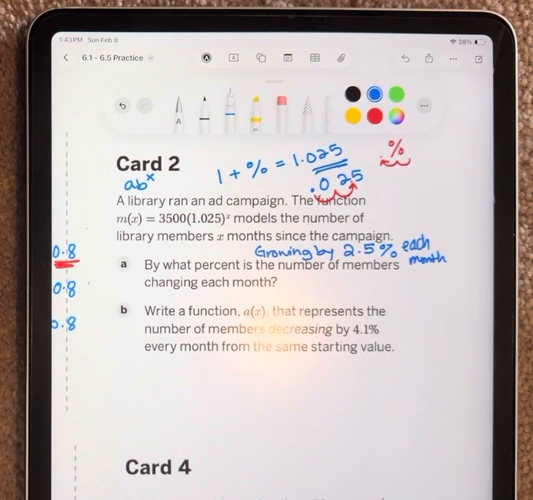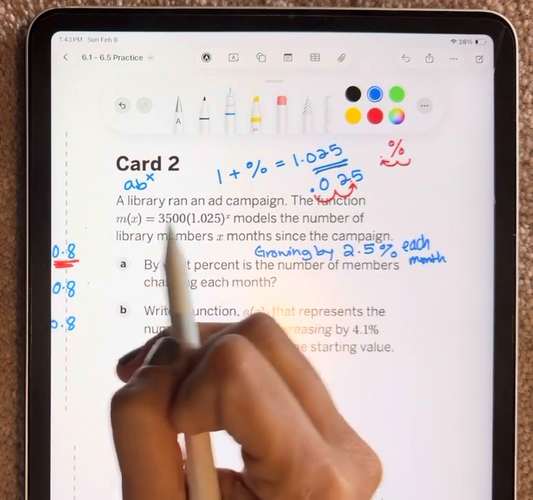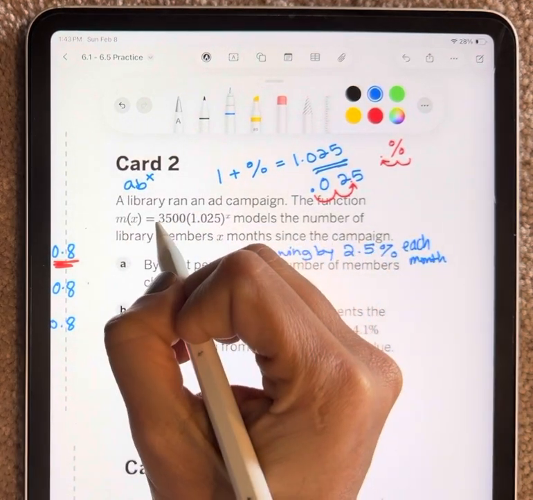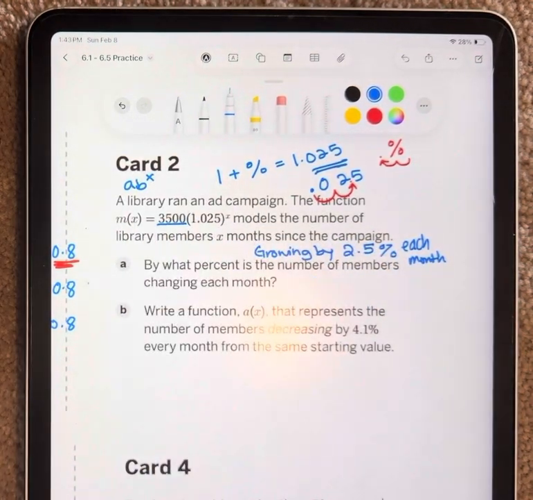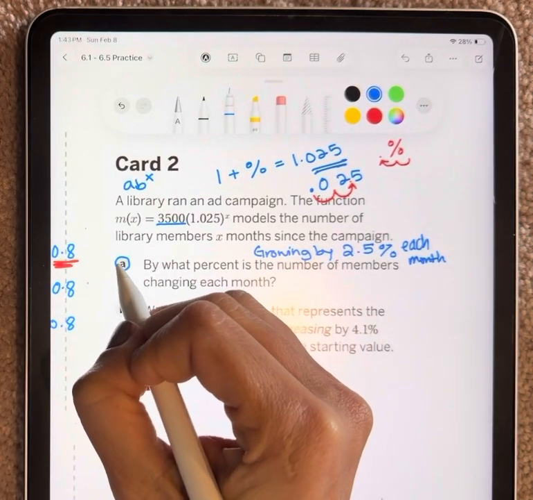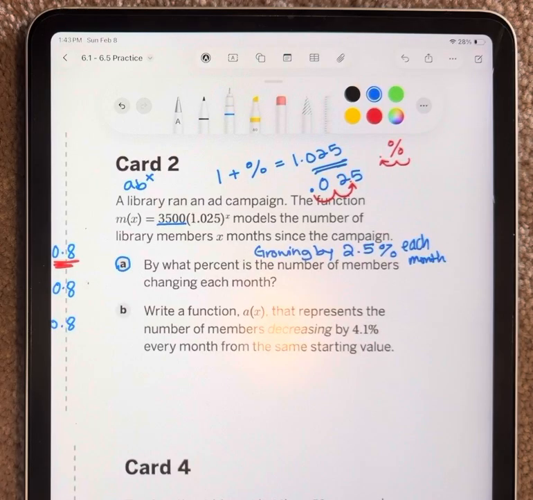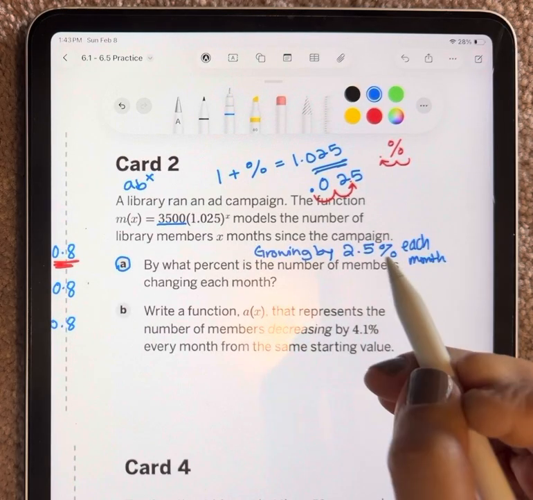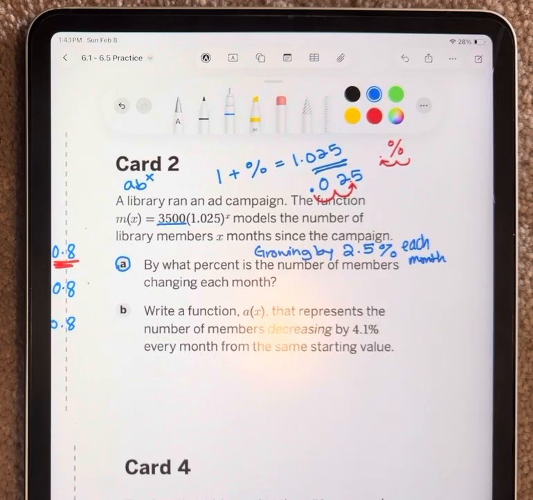Okay, now I went into explaining all of this just because I wanted you guys to understand the formula, and the 3,500 is how many members they started with. However, it turned out that I did answer the question A. By what percent is the number of members changing each month? It's growing by 2.5%, okay? That's how you get that.